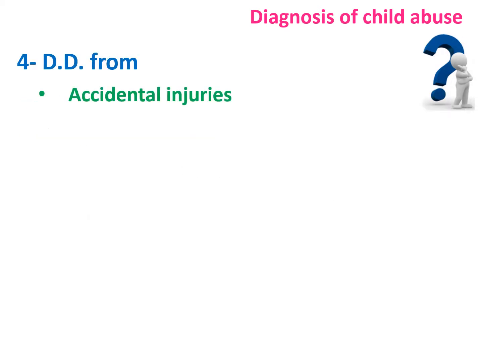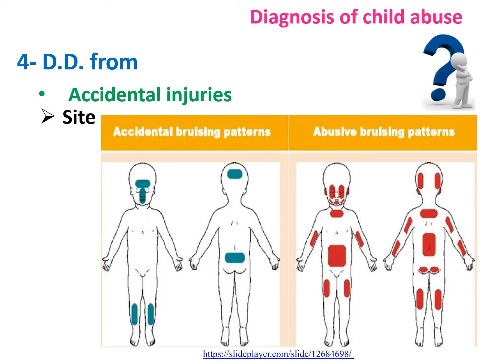To differentiate child abuse from accidental injury, we have to look for the site. As you can see in this diagram, on the left side are the sites of accidental bruising, and on the right side are the sites of abusive bruising. On the left side, accidental bruising occurs in the T zone of the face, which is the forehead, the nose, and the mouth. These are the areas on which the child usually falls, as well as the back of the head, the buttocks, and the limbs, either upper or lower.